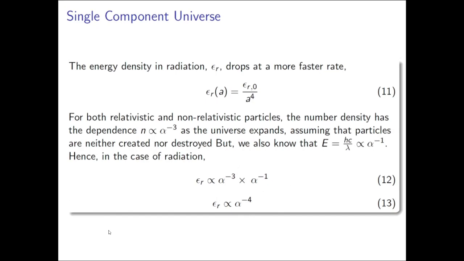But we can see in equation number 11, which is given, that the energy density in radiation drops at a faster rate. From equation number 11 we can see it drops by a factor of a to the power 4 as time increases. So why is it so? Why should there be a difference in the rate of decrement that is seen in the energy density as time progresses?